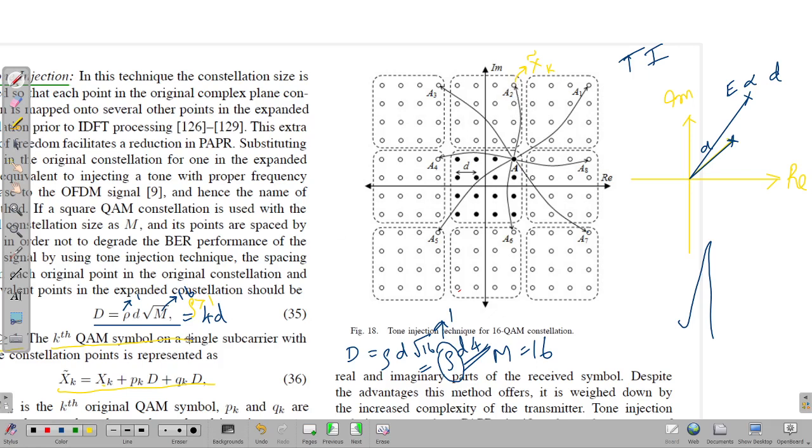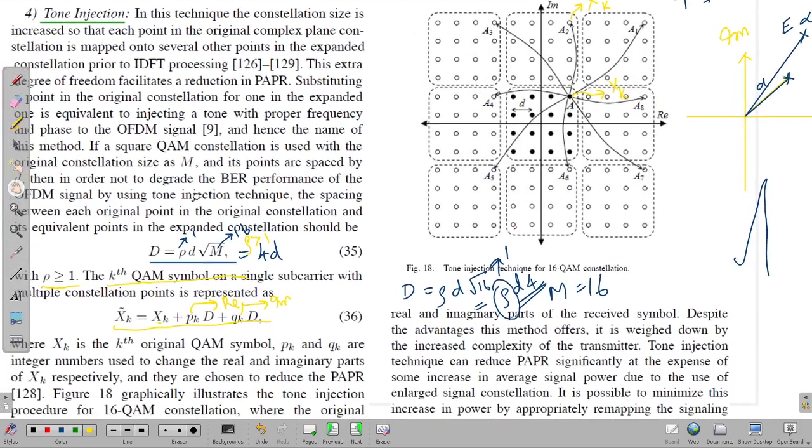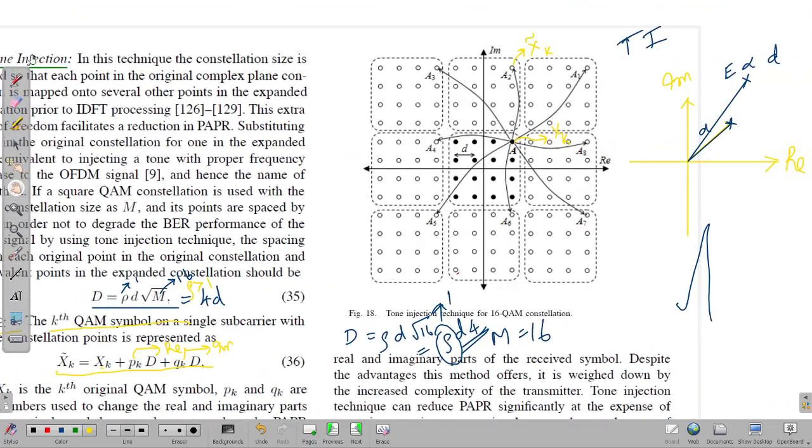And xk tilde, which is the point on the extended constellation, can be written as xk. Xk is the original point. So this is xk, the original point, and xk plus pk into d plus qk into d, where pk and qk are the variations along the real axis and imaginary axis. So pk is the variation along the real axis and qk is the variation along the imaginary axis, and pk and qk are integer numbers.